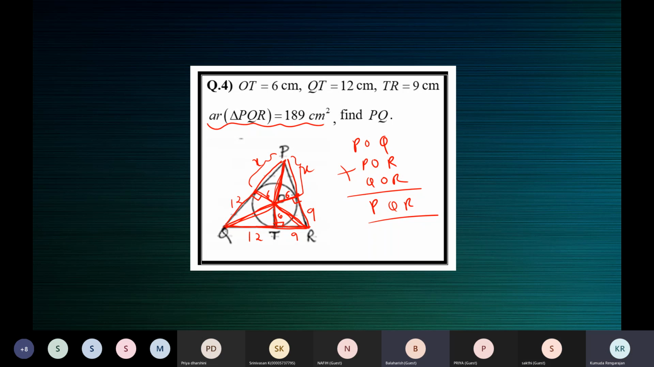Now somebody else tell me, for triangle QOR, what's the value of the base? 21, ma'am. 21, correct. And what's the altitude? 6, ma'am. Very good. What about the third triangle? POR. For POR, which is the base? X plus 9 is the base, and altitude? 6 centimeters. So write all this and equate it to 189. So that's what is here.